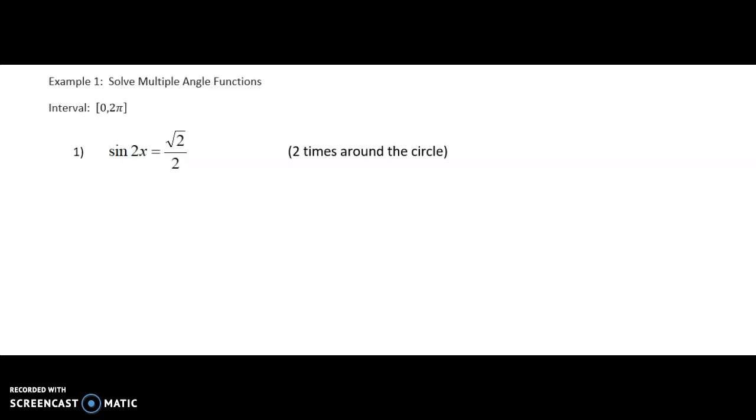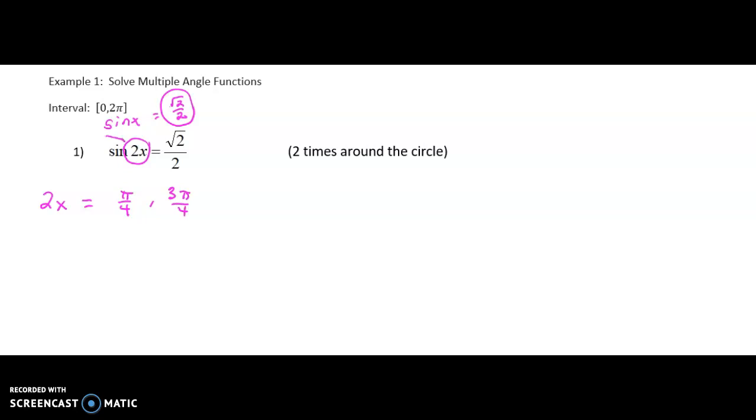Okay, let's talk about multiple angle functions. This is called a multiple angle, where you're multiplying your angle, in this case by 2. We're going to pretend for just a moment that it's the sine of x equals the square root of 2 over 2, and you're going to give me all the angles that have a sine value of positive square root of 2 over 2. That would be, in radians, pi over 4 and 3 pi over 4.